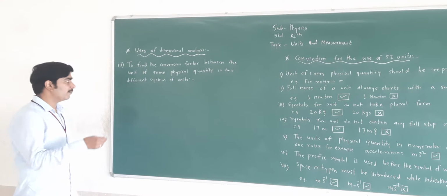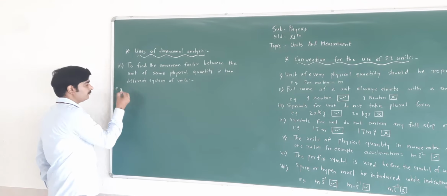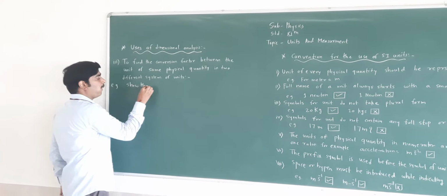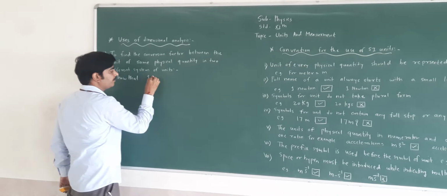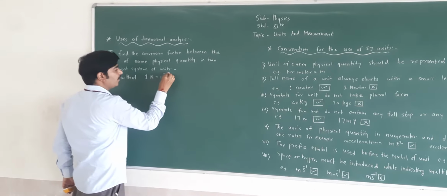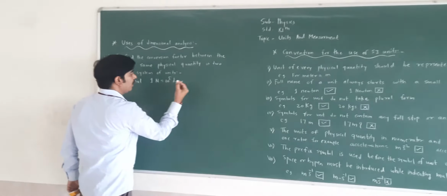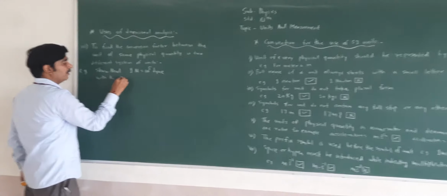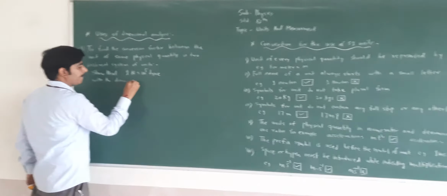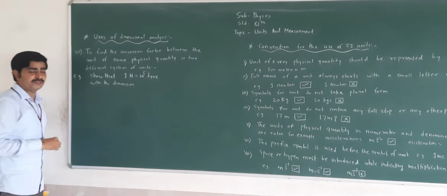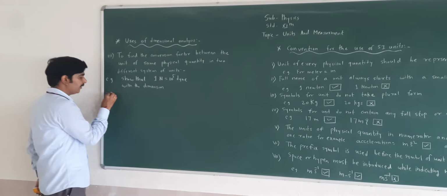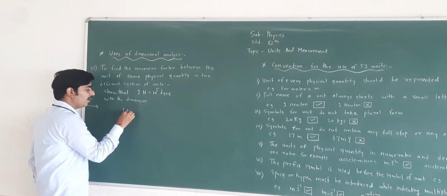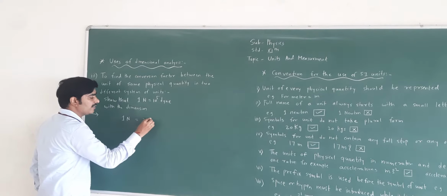So friends, here I am going to take one example: show that 1 Newton is equal to 10 raised to 5 dyne with the help of dimension analysis. Okay, now we write the solution. So here we write 1 Newton is equal to x dyne.